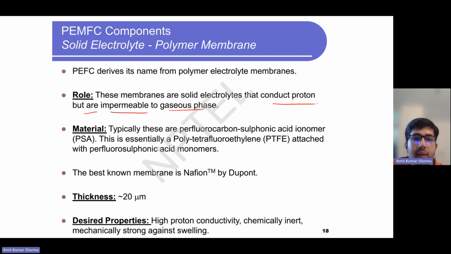Material: typically these are perfluorocarbon sulfonic acid ionomer, PFSA. This is essentially a polytetrafluoroethylene, PTFE, attached with perfluorosulfonic acid monomers. The best known membrane is Nafion by DuPont. Thickness is 20 micrometer, and their properties are high proton conductivity, chemically inert, and mechanically strong against swelling.